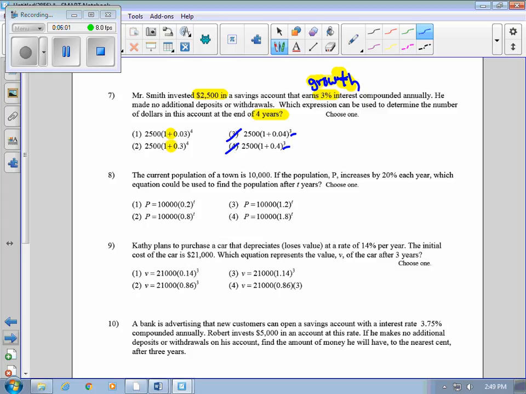Well, it is not 30% interest. It is 3%. That's 30% interest, so that is not what we want. Choice 1 is what we want.